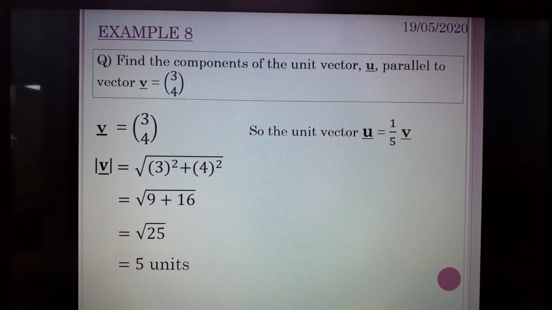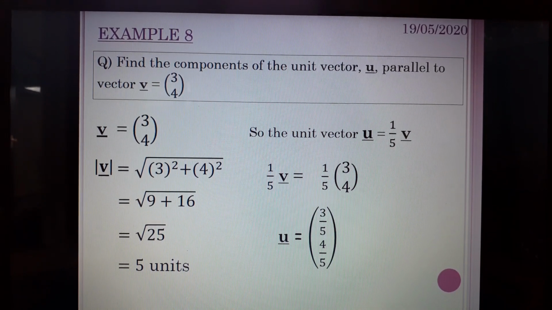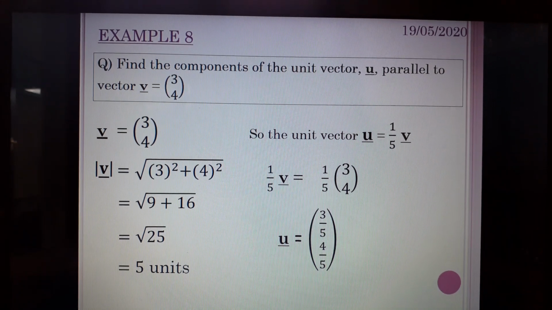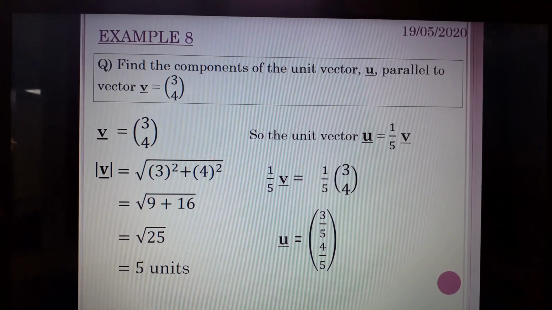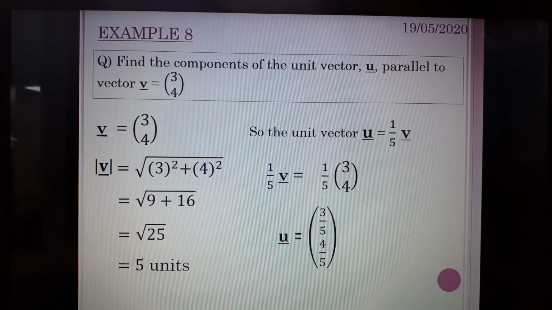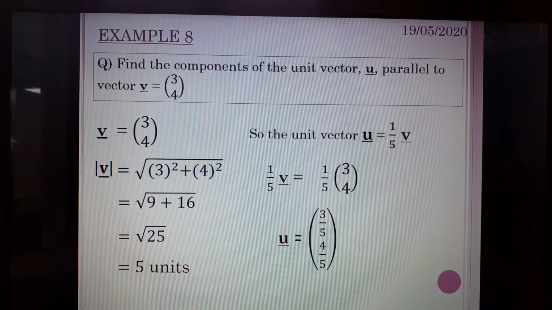So we will divide vector v by 5. Now if the numbers don't work out nicely, you just leave your answer as fractions. So we have 1/5 of 3 and 1/5 of 4. And the vector u, that is parallel to vector v, is 3/5 and 4/5 for each of the components. Very simple to do that.